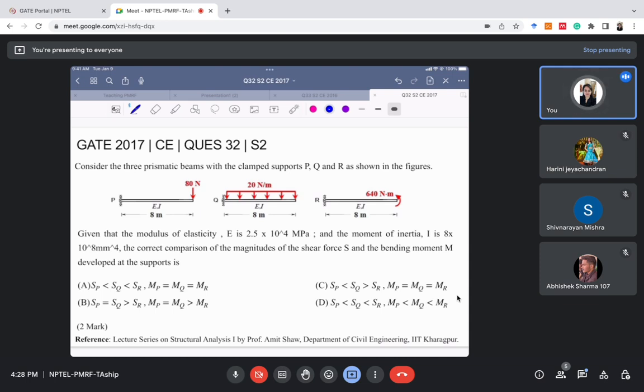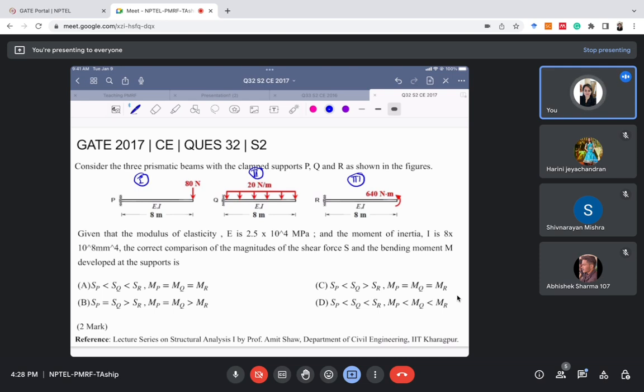In this, you are given three prismatic beams with clamped supports at P, Q, and R. These three beams are given with different loading. In the first beam, we have a point load at the end. In the second beam, we have a UDL, and in the third beam, we have only a moment. You are given the modulus of elasticity and the moment of inertia, and they are asking for the correct comparison of the magnitude of shear force and bending moment developed at the supports.